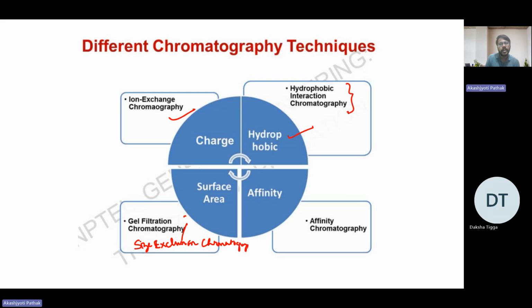So the protein has a very dynamic personality. Each protein is unique, and each protein will have a particular charge, a particular shape, a particular size, surface area. So utilizing these differences in the proteins, we can isolate or purify our protein of interest.